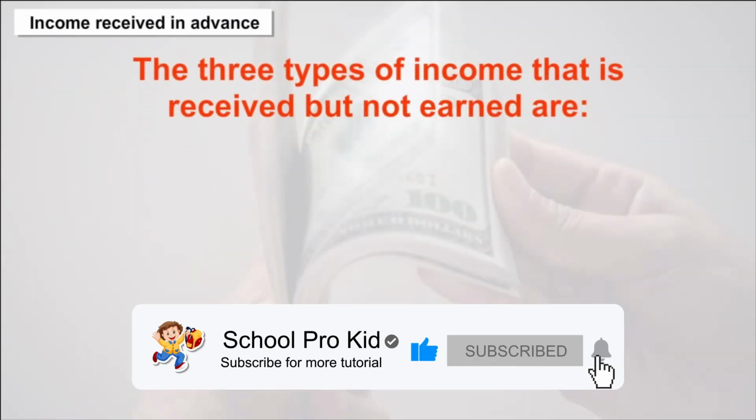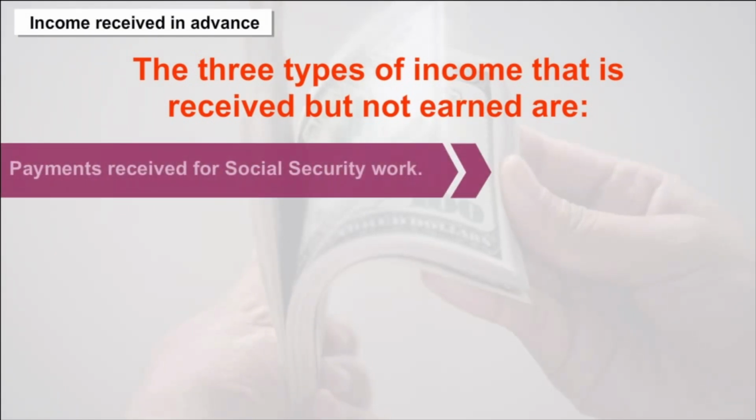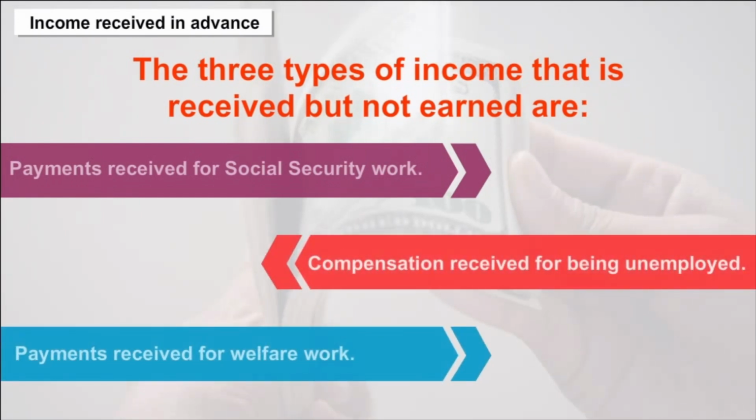The three types of income that is received but not earned are payments received for social security work, compensation received for being unemployed, and payments received for welfare work.